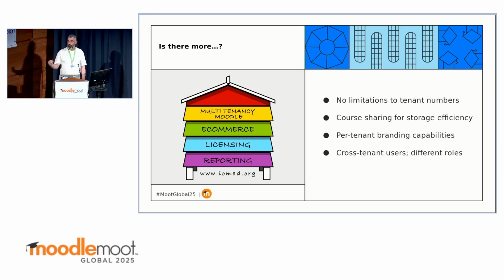Users can belong to multiple tenants. They can have different roles in different tenants. So somebody could be a user in one, but a manager in the other. And they can switch between those tenants from the menu structures.